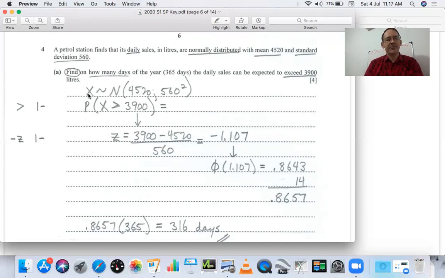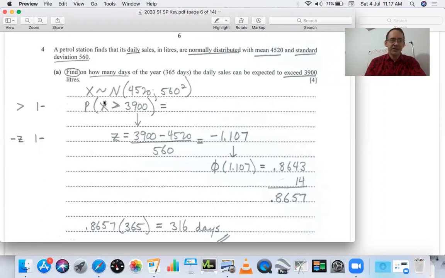So our random variable X is distributed normally, and here are the parameters. The mean, 4,520. Now remember, this parameter is variance. They gave us standard deviation, so we need to put 560 squared. Variance is the square of standard deviation. And we also need to write our probability statement.